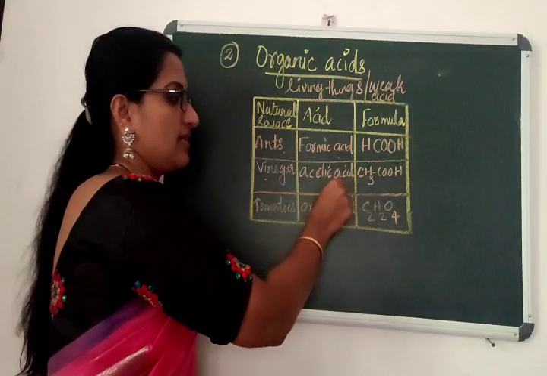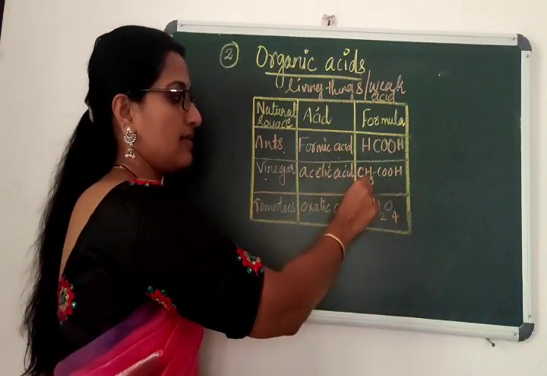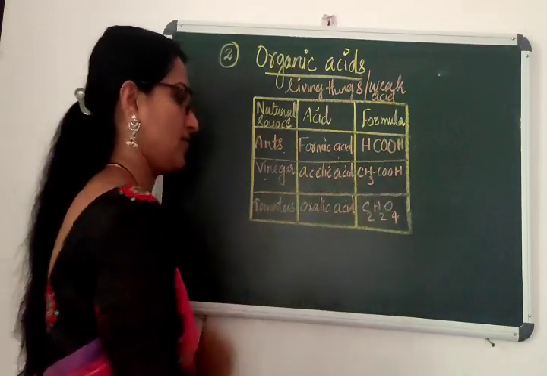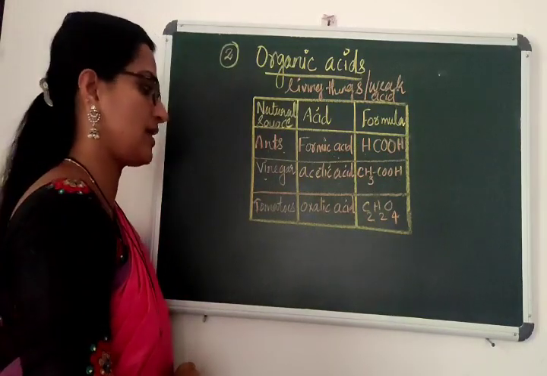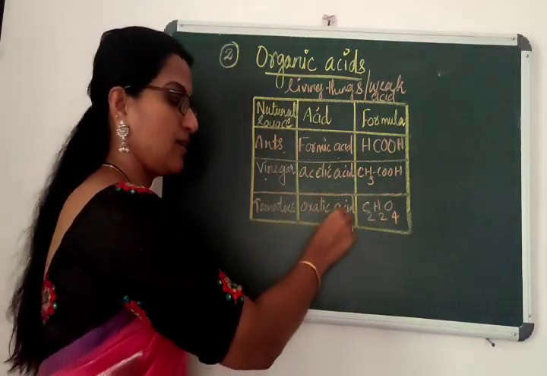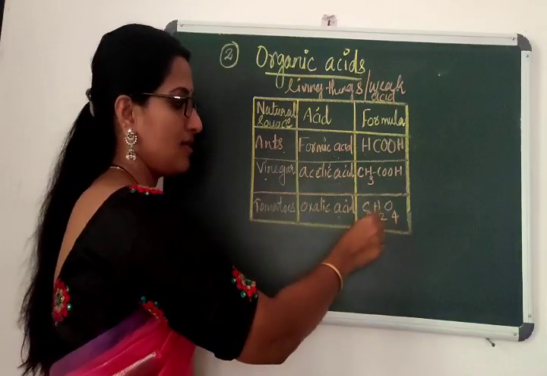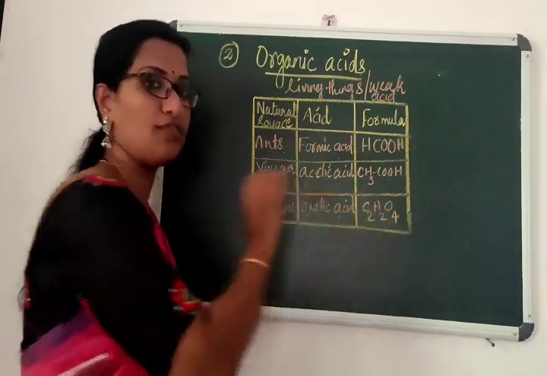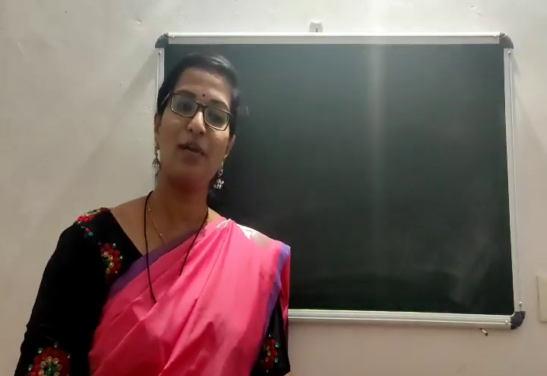Now, vinegar contains another acid, that is acetic acid. The chemical formula of acetic acid is CH3COOH. Now, the tomato contains oxalic acid with the chemical formula C2H2O4. Students, how will you identify acids, bases and salts?